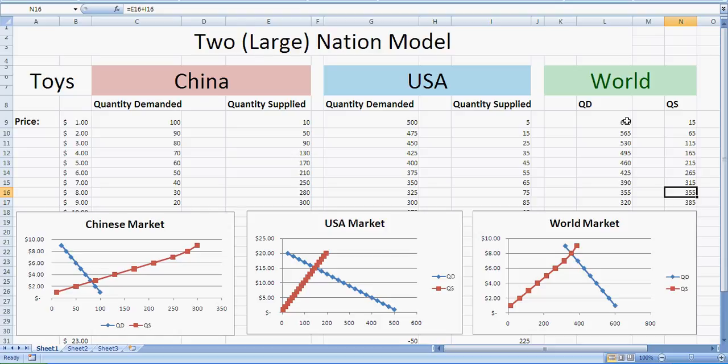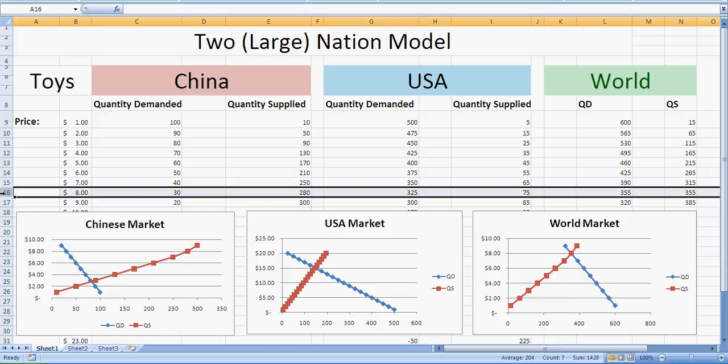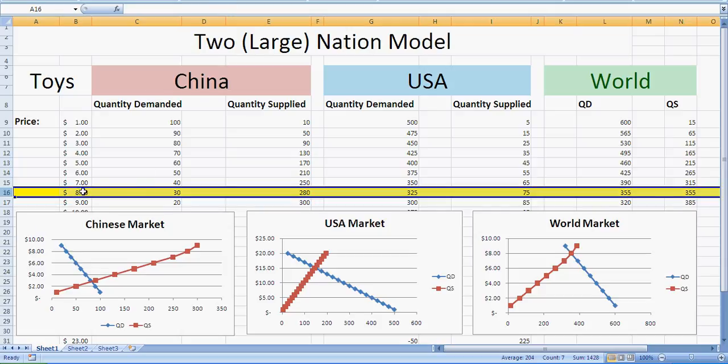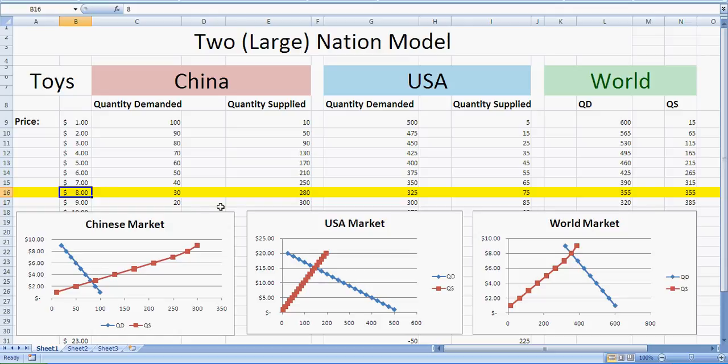So then the equilibrium price, I'm just going to go ahead and highlight this in yellow. So then the equilibrium price will be $8. The equilibrium quantity will be 355, and that point will be represented by where my mouse is right now.